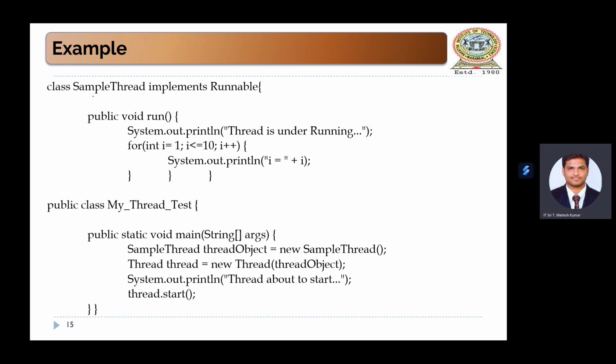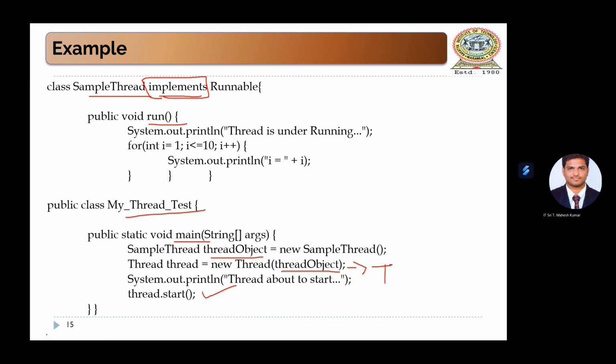And this is the example. Here also I'm creating a SampleThread. Here it is different. Why? Because Runnable is an interface, we have to use the keyword called implements. Again, we are overriding the run method. Within another class, I'm creating a main method. Within the main method, I'm creating the object for this particular class. After creating the object, I'm passing this object as a parameter to the Thread class. Then obviously I'm going to call the start method. The thread is going to start.